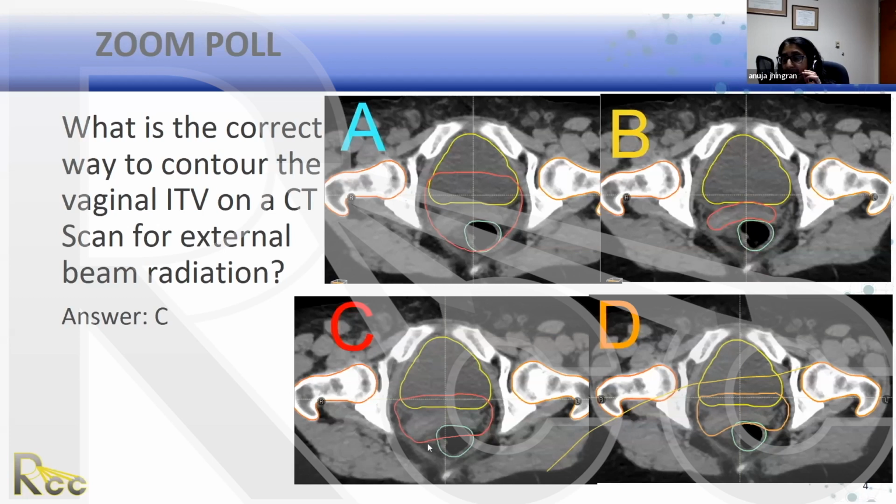Yes, you do add a PTV, but that PTV may not cover it if the rectum is completely collapsed, or if the bladder is even a little bit fuller than this, then it would drop. So that is why C is definitely the better answer than D. I really wanted to show you this because it is one of the most common mistakes we see in contouring.